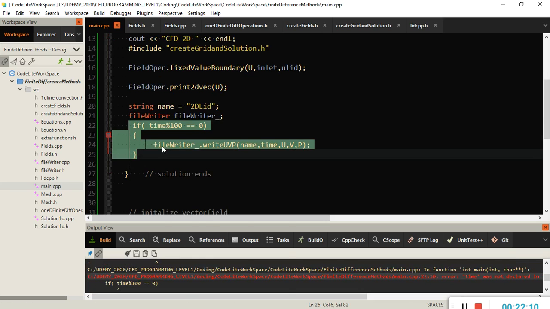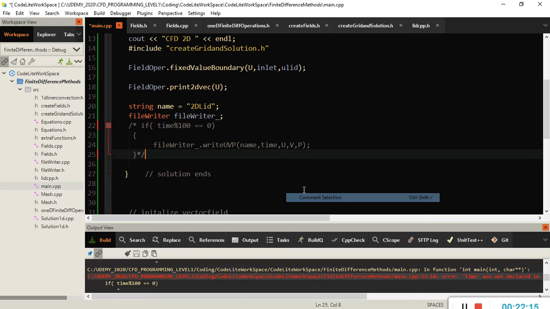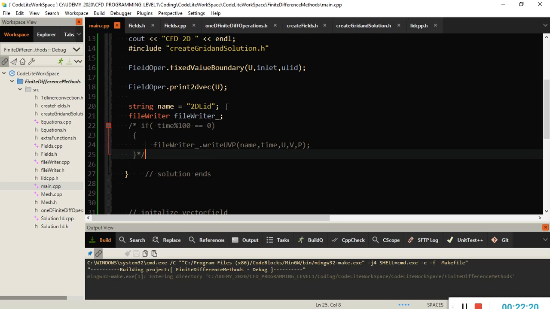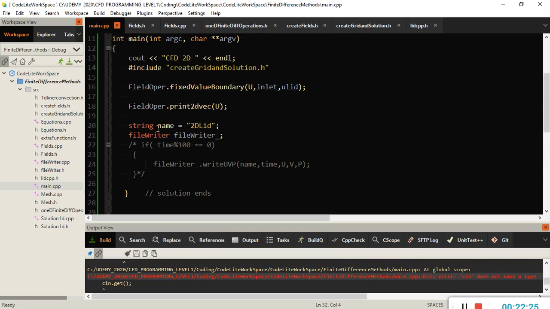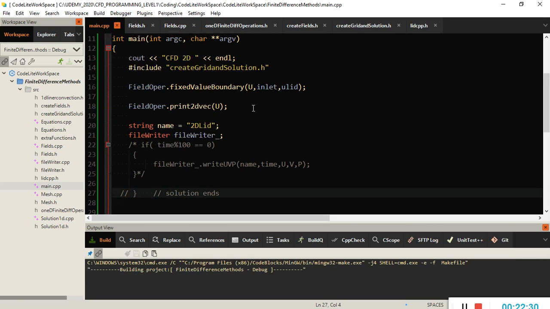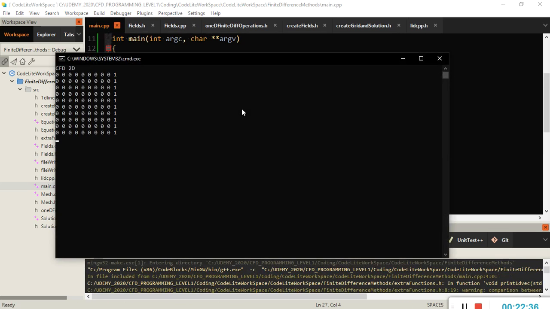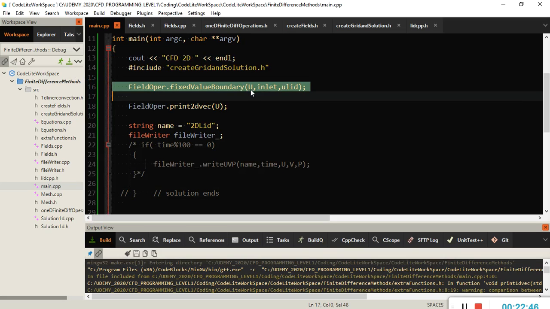Right, let's comment out this write file for now, and let's print the vector u. And then run. Okay, so this is our inlet with the velocity of 1, and everywhere else it is 0, and this is the only boundary condition we need outside the time loop.